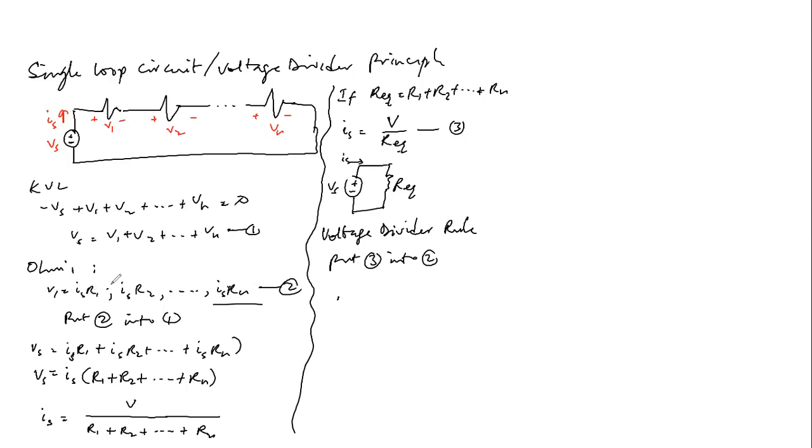This is V1, V2 is equal to this, and Vn is equal to this. So Vn is equal to IsRn. That's what we have from 2. So if we put in 3 into it, Vn will be V over R equivalent Rn. If we rearrange this, that is Vn equal to Rn over R equivalent times V.